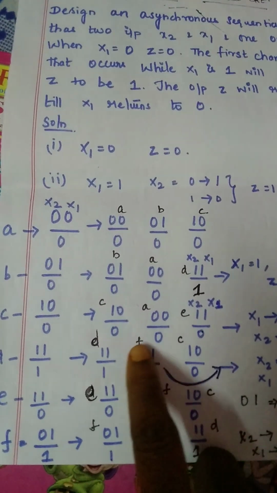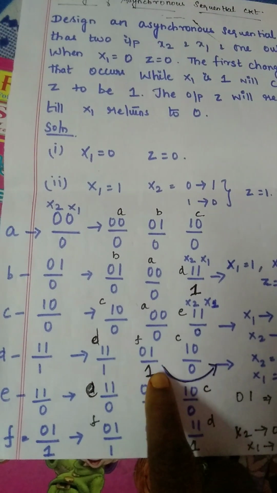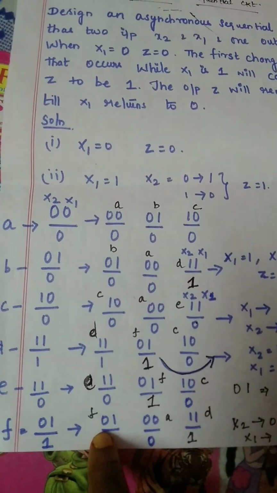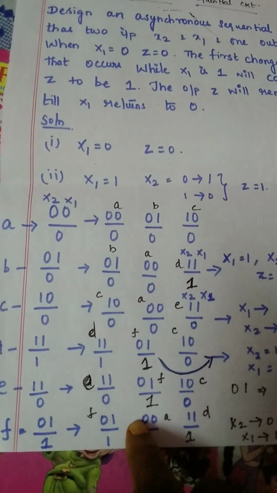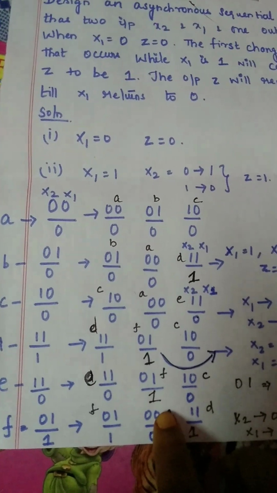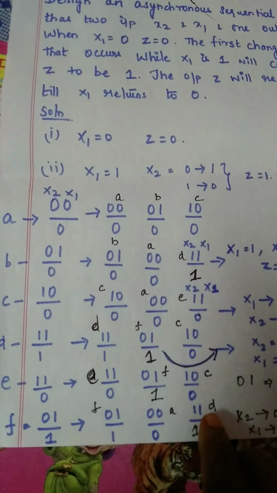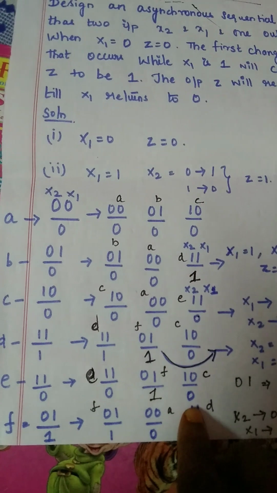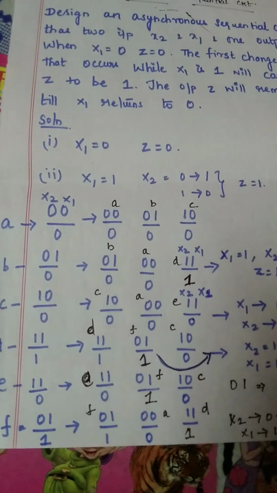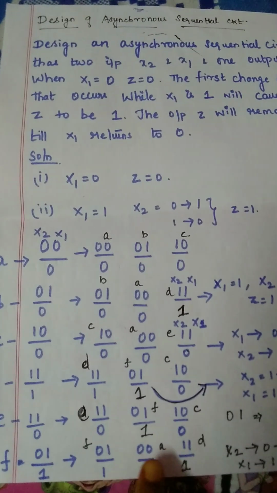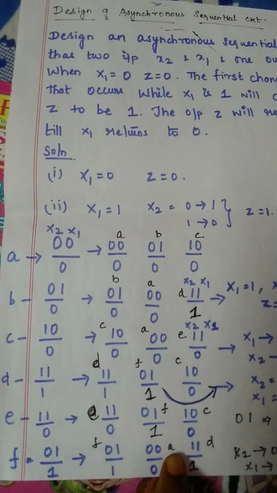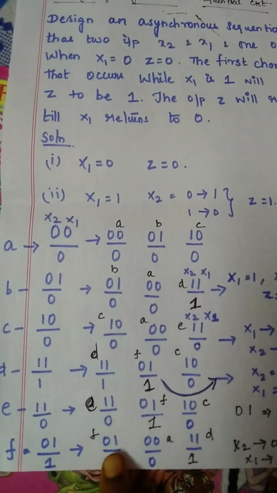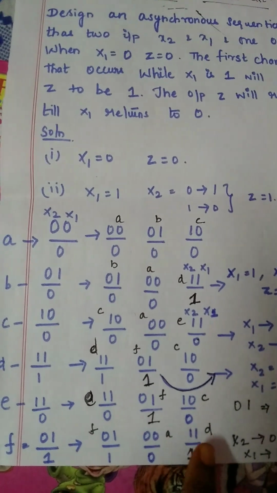Again, we got another new state as 0 1 and output is 1. Take 0 1 and output is 1. It can retain the same state. 0 1 can change to 0 0 or 1 1. x1 is 0, output is 0. x1 is 1, the output is changing from 0 to 1, then your output is 1. So we want to repeat this process until a new state does not occur. So here all the states have been repeated, so we can stop here.